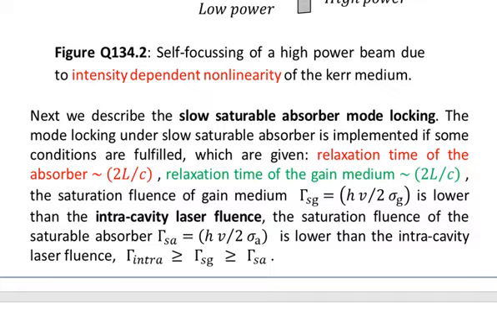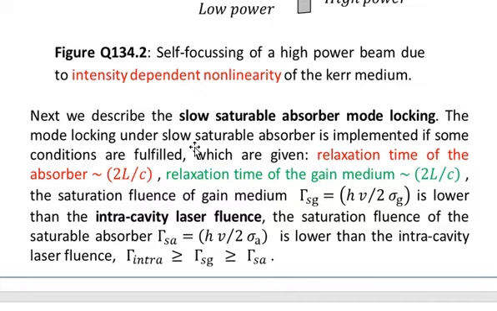So you see that now we have completed the description of the Kerr lens as a mode locking device. Now the third scheme that we are going to discuss is the slow saturable absorber mode locking. Okay, next we describe the slow saturable absorber mode locking.